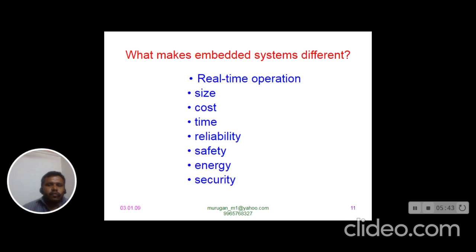Another main factor we consider is security. Without security, the system will not be a good one. So we consider security as a factor for the embedded system, because all computer systems are hackable. So we consider some safety measures, that is, security measures, to avoid threats of theft of our software and other things. So we consider the security system.